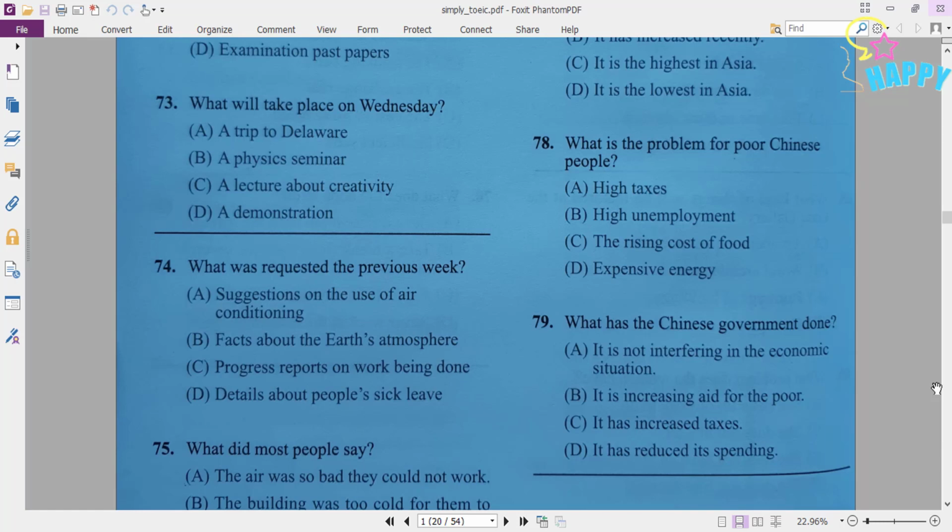Questions 80 through 82 refer to the following talk.